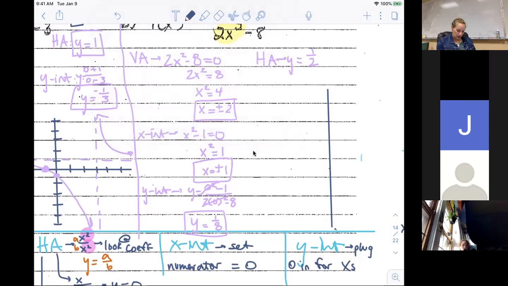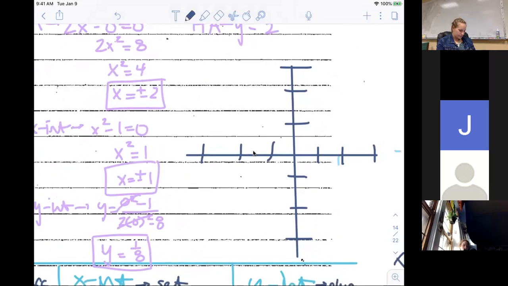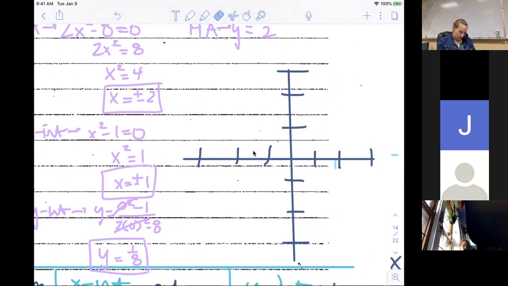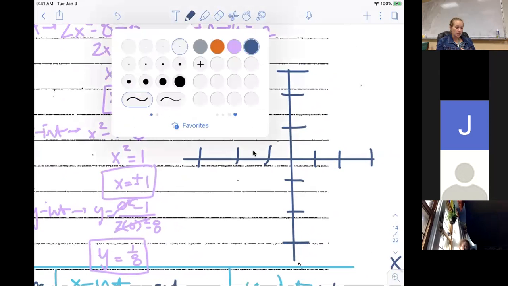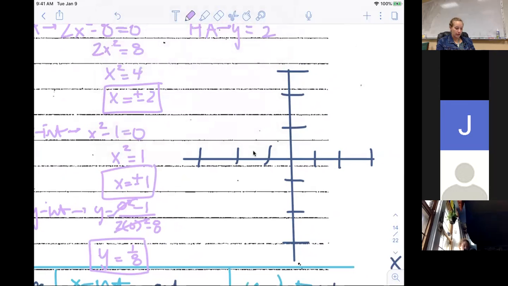Make it a little bit longer. So I can do 1, 2, 3, 1, 2, 3, 1, 2, 3. Tried to make my scale just a little bit bigger this time. Again, it does not matter if you graph your asymptotes or your intercepts first. They're not dependent on each other.